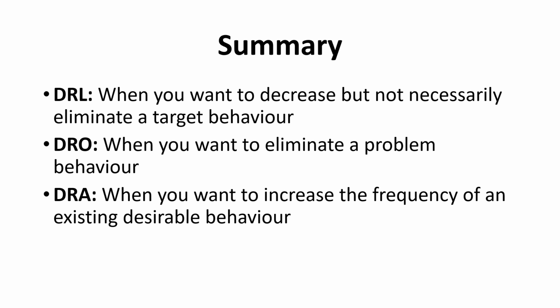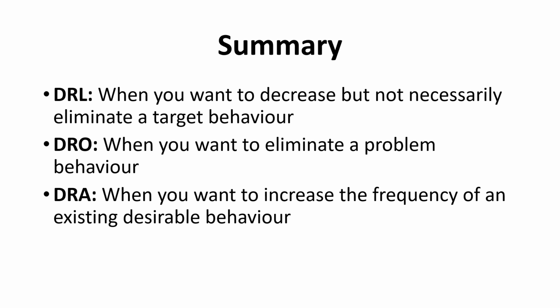So for our summary at the end of the lecture, we can look at our three major categories. And like I said, our DRH is the equivalent of a DRL, just the opposite, so it gets all lumped together. For our DRL, we would use that when we want to decrease but not necessarily eliminate a particular problem behavior. So if we're aiming for a lower rate of behavior, we would usually go with a DRL.